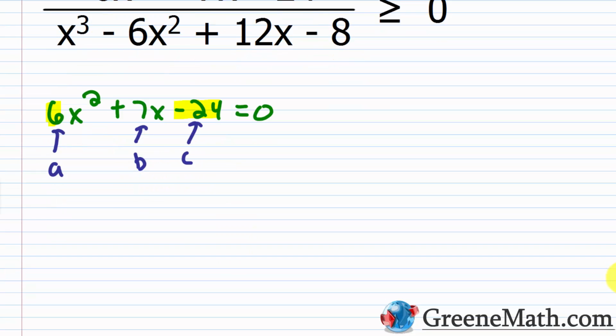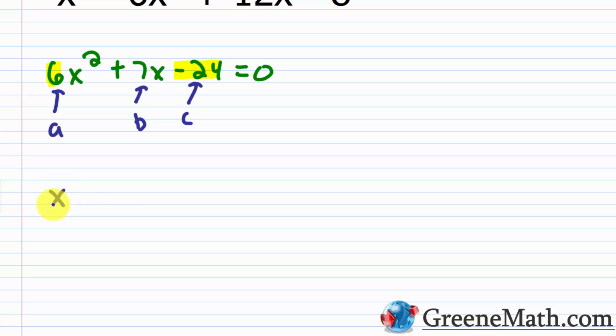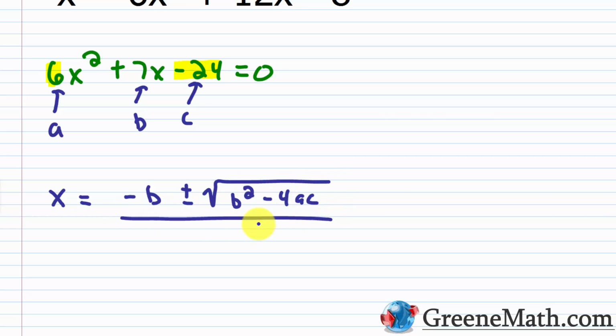So hopefully you remember your quadratic formula. It's x is equal to the negative of b plus or minus the square root of b squared minus 4ac, all over 2a. So I'm just going to plug in. So I have negative b, so that's -7. Then I have b squared, so that's 7 squared. Then I have a times c. A is 6, and c is -24. And then 2a, I've got 6 for a. So 2 times 6 is 12.